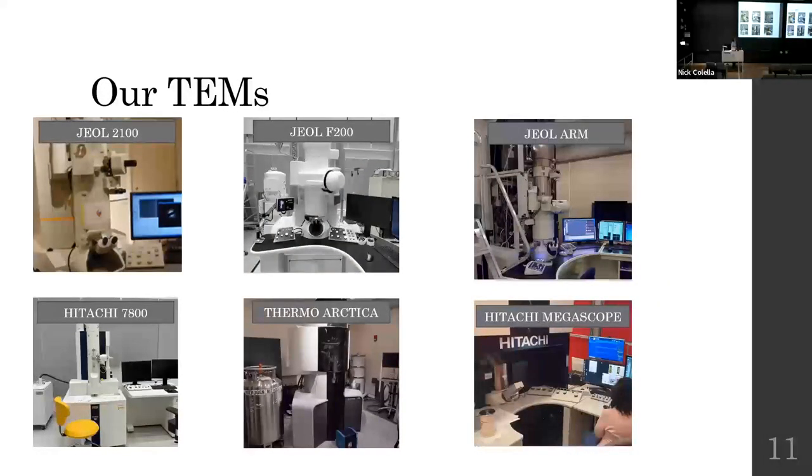So we are a very TEM-rich facility. We currently have six transmission electron microscopes. And more information, I'm going to do a plug, is on the CNS website. But yeah, we have the JEOL 2100, which is our oldest instrument. This is primarily used for materials work. So is the JEOL F200 and the JEOL ARM. And then we also have the Hitachi Megascope, which is used for more niche applications. And then Nikki is going to talk about probably the Hitachi 7800 next week. That's the microscope that she looks after. And also we're just getting back up and running our Arctica, which has cryo-TEM for biological applications.